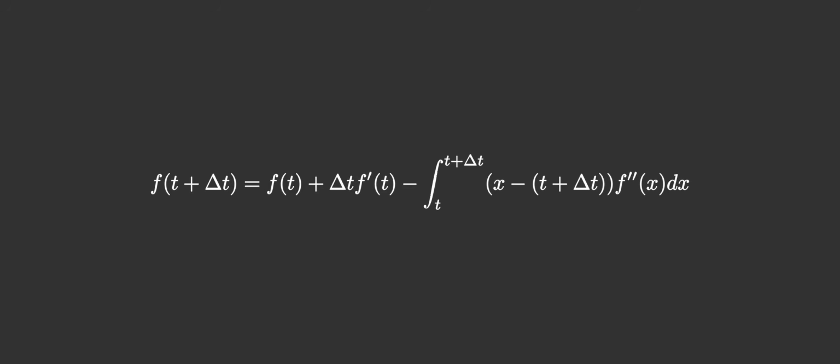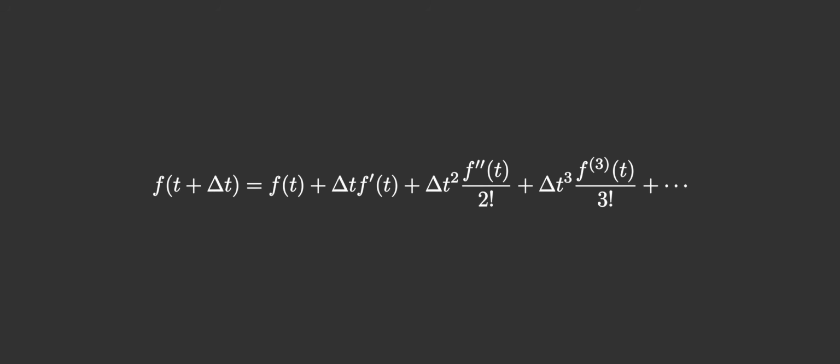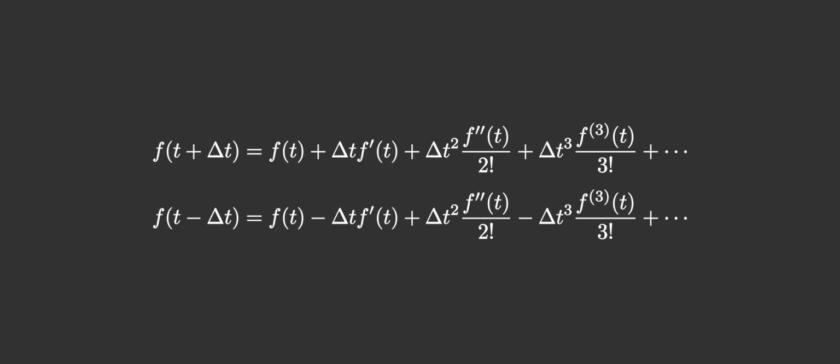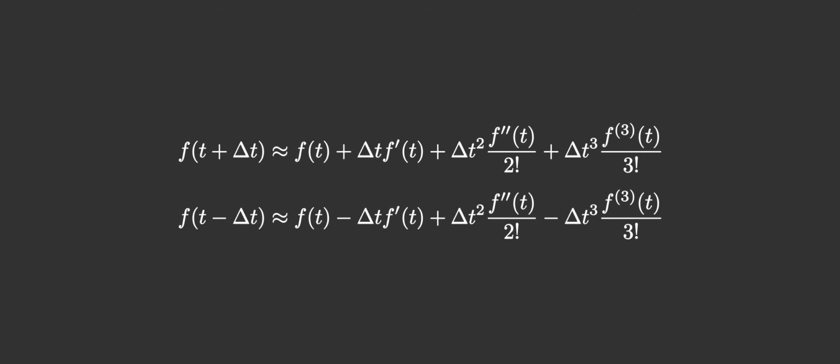You may find that we can perform another integration by parts here. In fact, we can do this recursively. By doing that, we obtain what we call the Taylor expansion of f at t. When you flip the sign before delta t, you get another almost symmetric equation. We can throw away all the terms after the term with delta t cubed. This is because they are too small to affect the final result, and nobody actually cares about them.